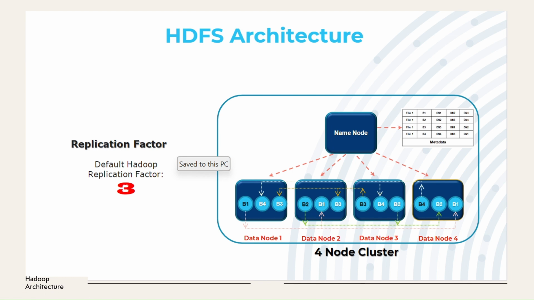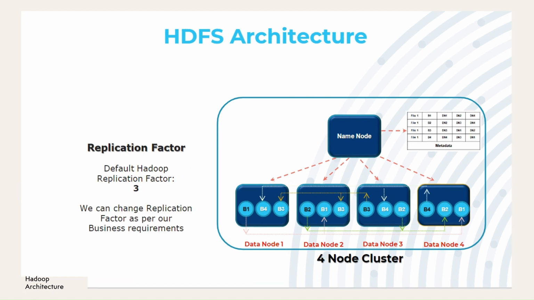If any node goes down, we will still be able to collect our data from different data nodes. So this is the way Hadoop stores its data. As we know, the default Hadoop replication factor is 3, but we can change the replication factor as per our business requirement. Maybe our requirement is more than 3, then also we can manage. We have a configuration file, and with the help of that configuration, we can change the replication factor as per our requirement.